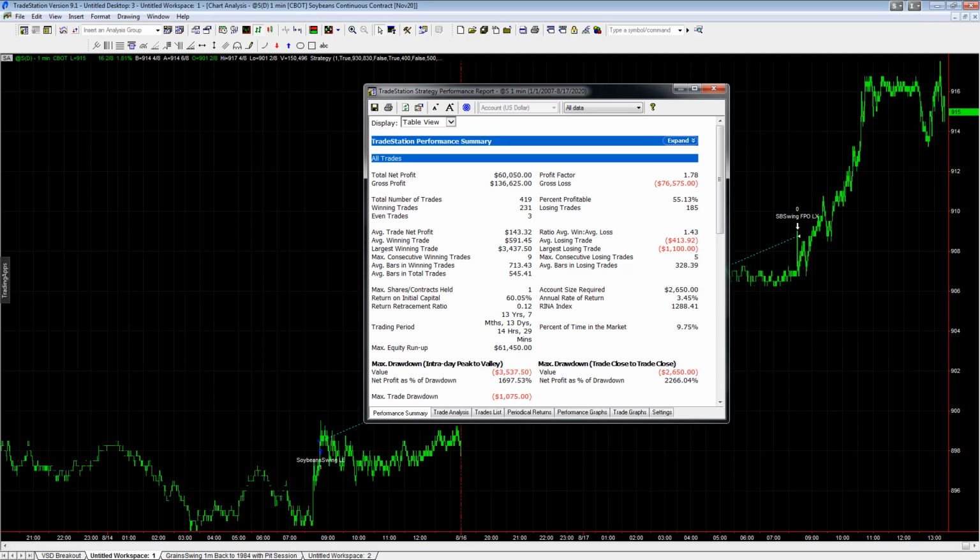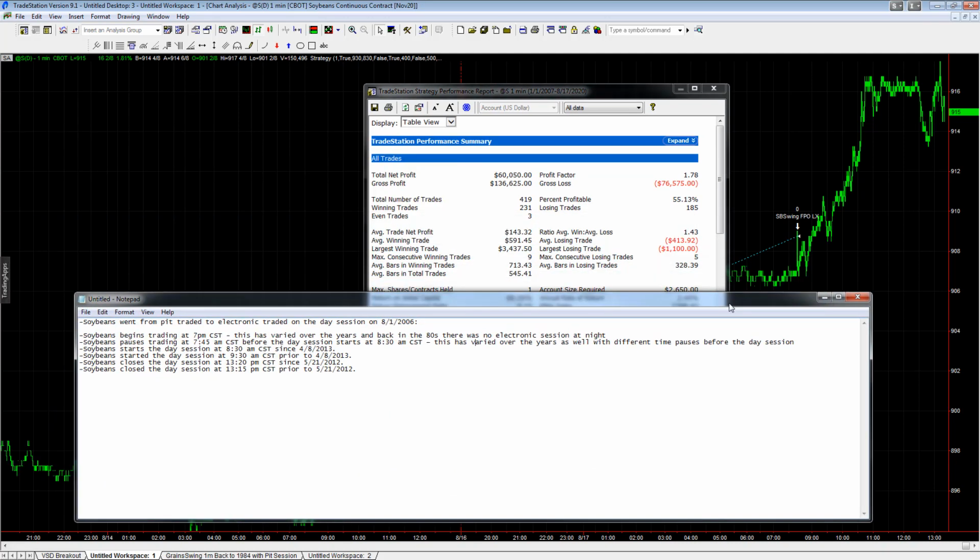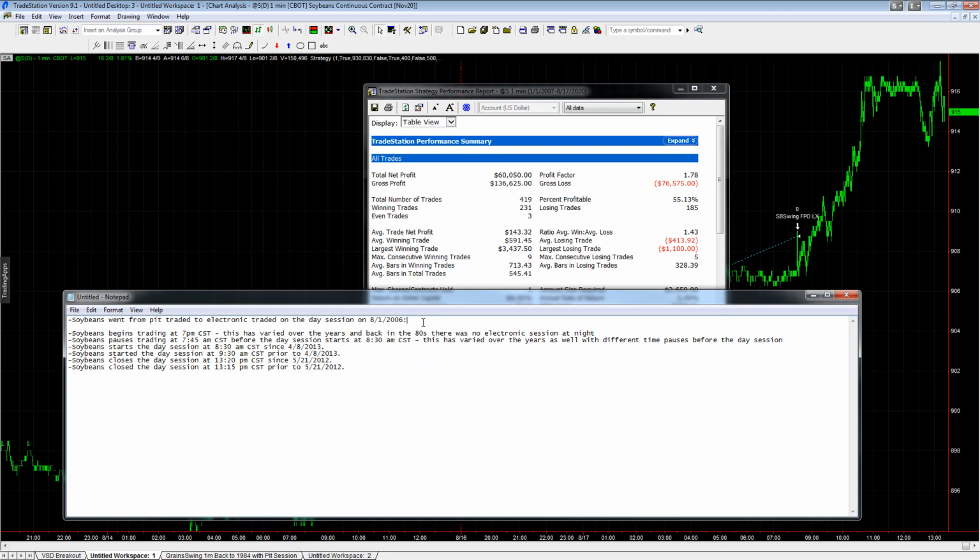So this is the update. This is the improved version for soybean swings. And I made some notes I want to share with you. So soybeans went from pit traded to electronic traded on the day session on 8/1/2006. Soybeans begins trading at 7 p.m. Central Standard Time. That has varied over the years, and back in the 80s there was no electronic session at night, and that was how our original strategy was developed. And while we had a custom session, we treated it like a market that only trades during the day.